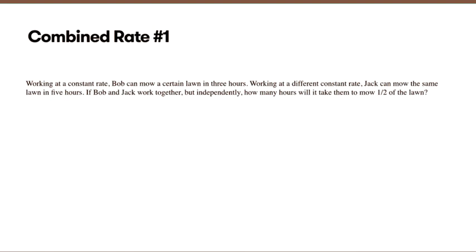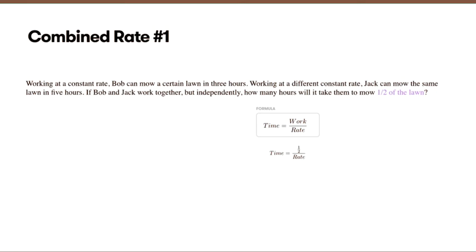If we work through this question, we're asked how many hours it will take Bob and Jack to mow half of the lawn. Since we're trying to solve for time, we'll use the formula time equals work divided by rate. Notice the desired work here is half of the lawn, so this is half of a job that we want to complete. The work in the formula is going to be 1/2.